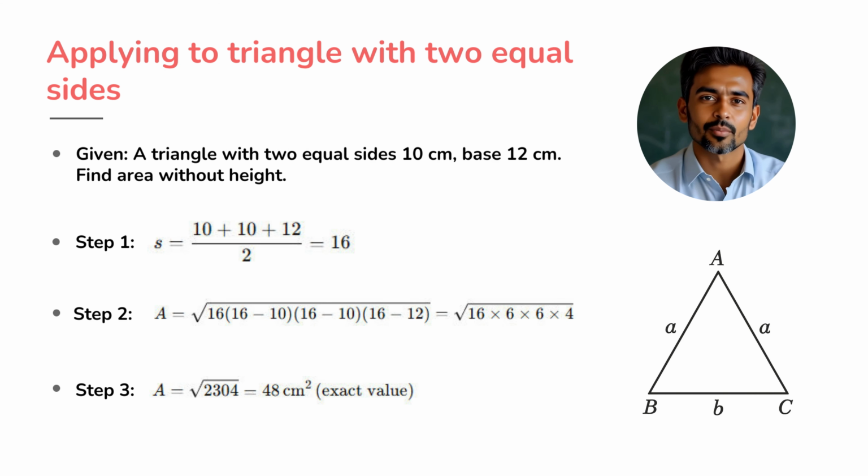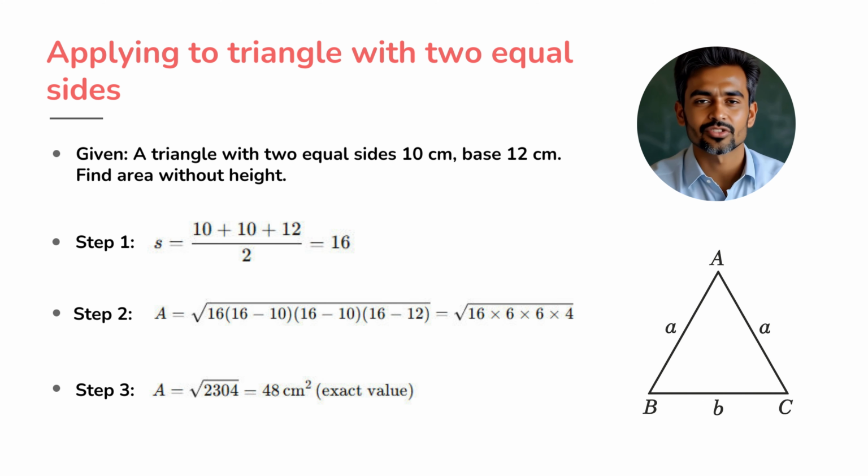Let's try another example, this time with an isosceles triangle, 2 equal sides and a different base. We have a triangle where 2 sides are 10 centimeters each, and the base is 12 centimeters. The challenge: find its area without knowing the height. Step 1. Calculate semi-perimeter S, which is the sum of 10 plus 10 plus 12 divided by 2. That is 32 divided by 2, giving S equals 16. Step 2. Compute area with Heron's formula.